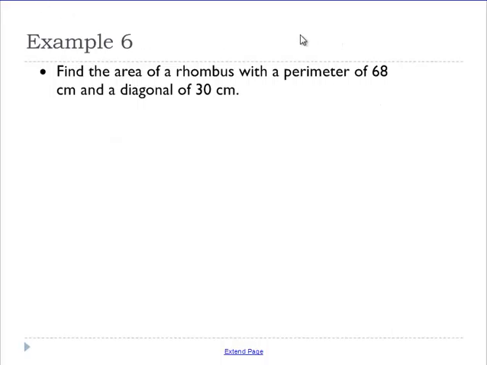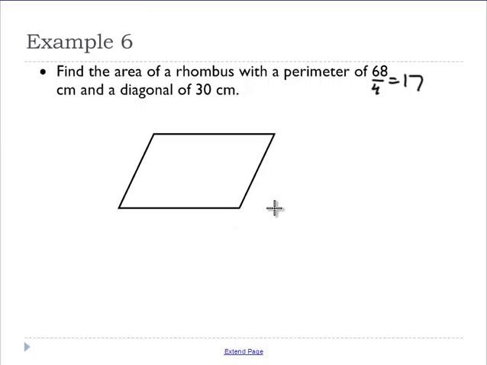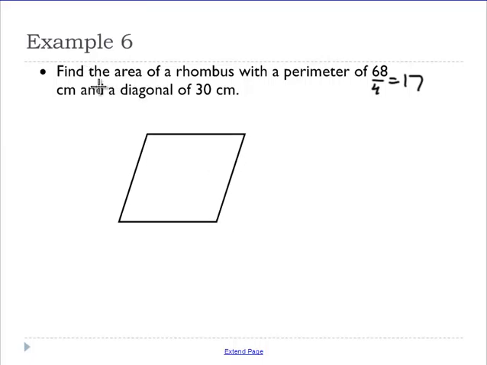So let's find the area of a rhombus that has a perimeter of 68 and a diagonal of 30. So to find each side, we got to take 68 and divide by 4. So each side of the rhombus is 17. Let me get a rhombus drawn here. This will work. Okay. So drawing your diagonals, and the diagonals of a rhombus form a right angle. So since each side is 17, one of the diagonals is 30. That means it splits to 15 and 15.